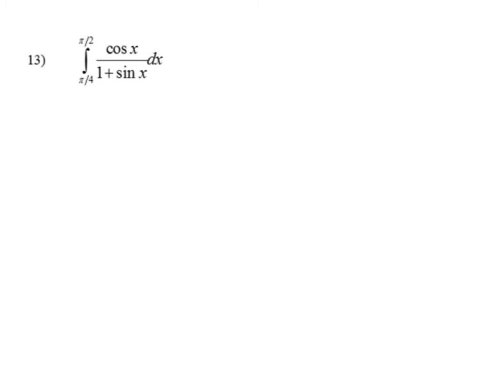So let's do another one. This is a definite integral, all right? And so once again, you're going to see that we can't have cosine and sine in the same problem. So I'm going to let u equal 1 plus sine x, because I do know I can do 1 over u. du is the derivative of sine, which is just cosine x dx.